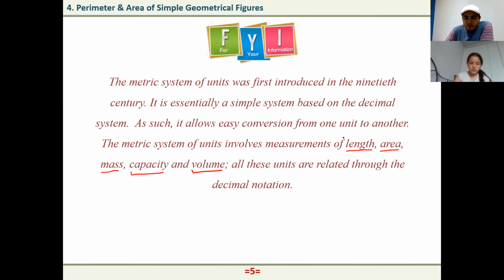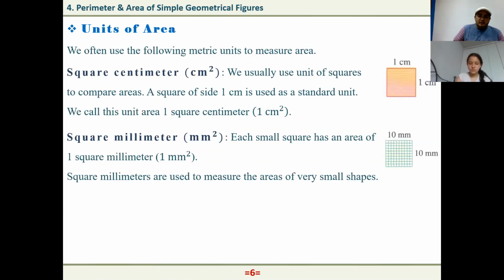Now, this chapter is about length and area because it's about perimeter and area. So we need these two things. And in the next chapter, chapter 5, we will talk about mass, capacity, volume, and area. So let's start with the simple one, square centimeter. We often use the following metric units to measure area. We actually use this to compare areas. For example, you have a bedroom, your friend has a bedroom. How do you compare whose bedroom is bigger? To compare these two bedrooms, we need to know its area or floor area.